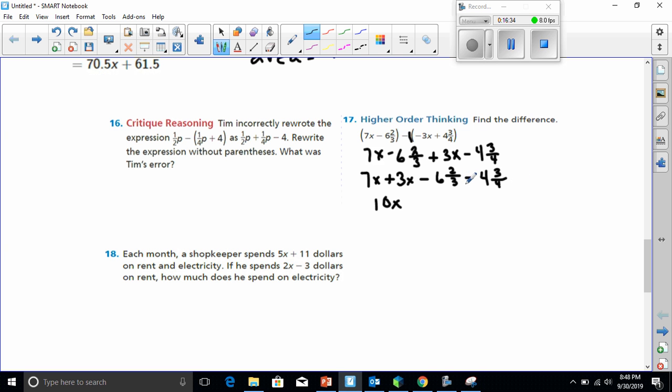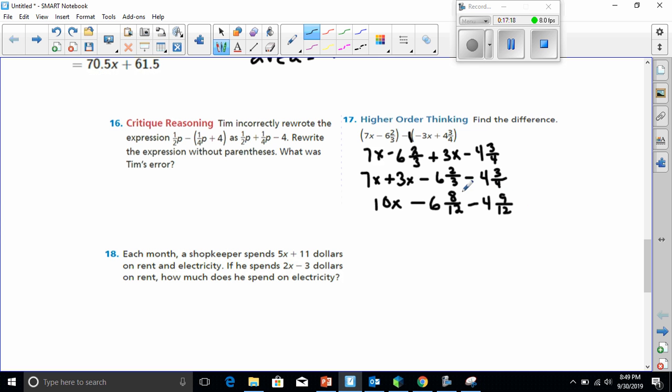So let's turn 3 into 12. I have to multiply it by 4. If I multiply the bottom by 4, I multiply the top by 4. So this is going to give me negative 6 and 8 over 12. And over here, to turn this one into 12, we multiply by 3, and that means multiplying the top by 3. So this would be negative 4 and 9 over 12.